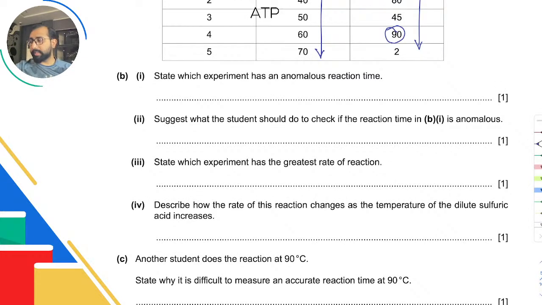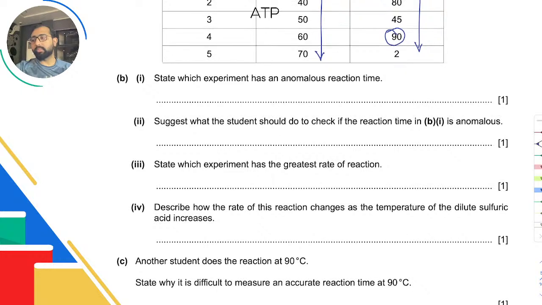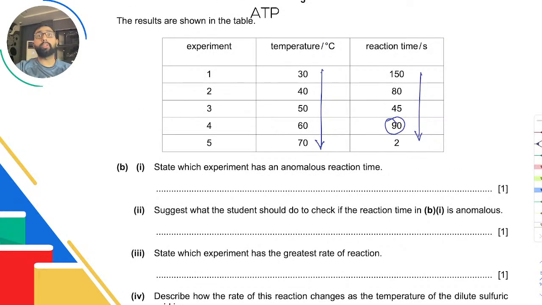Describe how the rate changes as the temperature of sulfuric acid increases. So you have to describe it, which means you have to show the trend. You have to just state how the trend is changing.